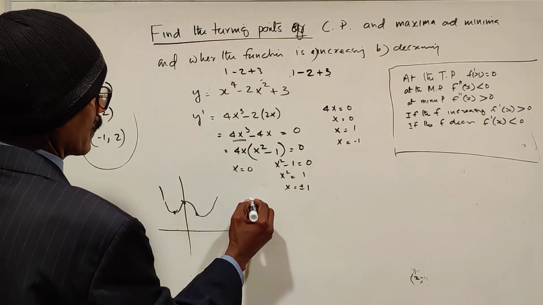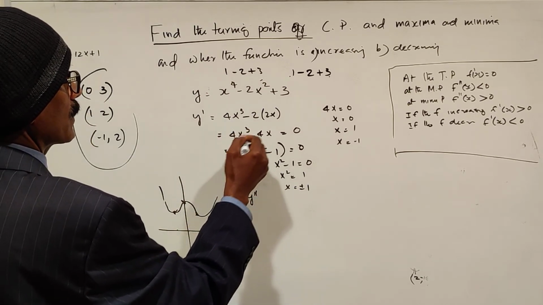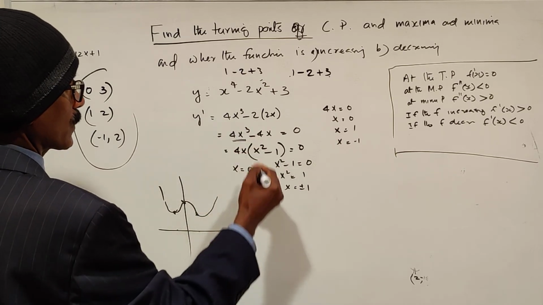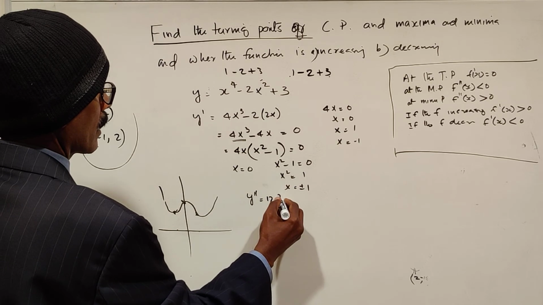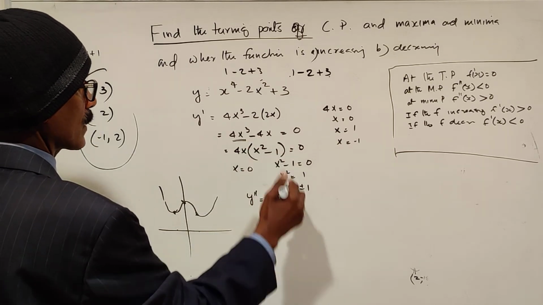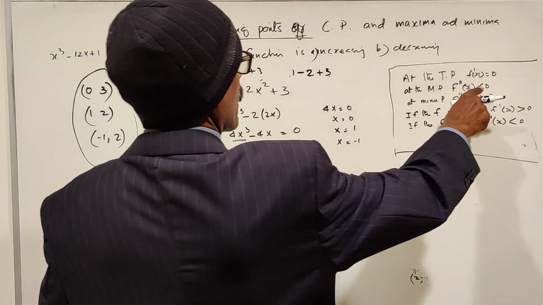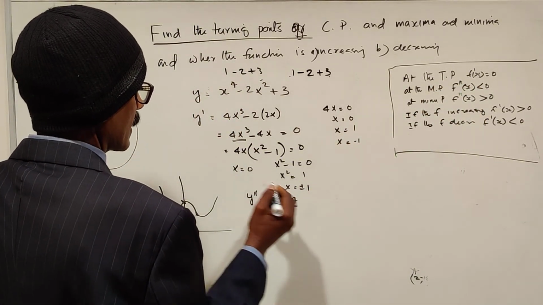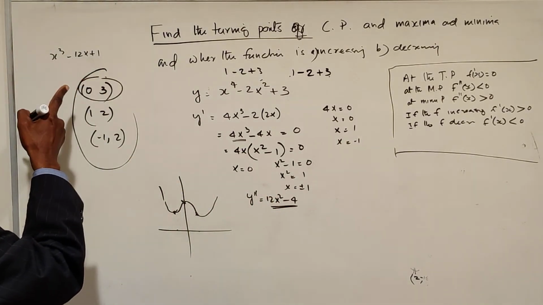Second derivative, y double dash. y double dash is the derivative of this one, 4x cube. 4 into, what is the derivative of x cube? 3x square. 4 into 3, 12x square. Minus, what is the derivative of 4x? 4. Okay. This is the second derivative. Then we need to find out whether this one is a maximum point or a minimum point.